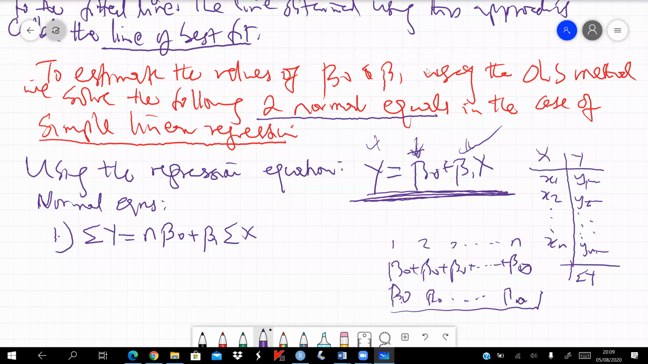You notice that these are values you get from the data. Summation of y, you just need to come here and sum the data. The same case with x. And n is the number of observations in the data. So these are straight line equations with two unknowns, beta naught and beta 1.